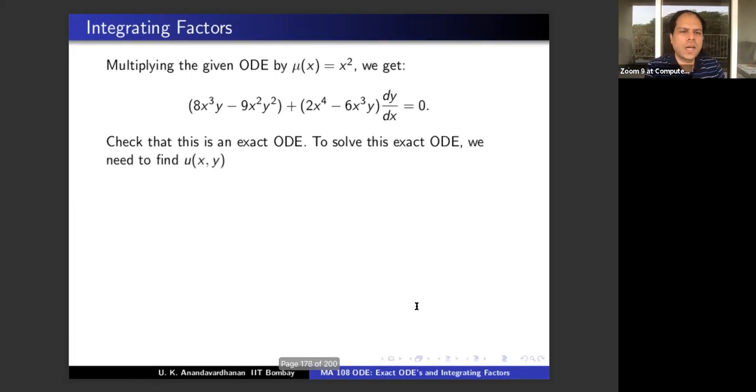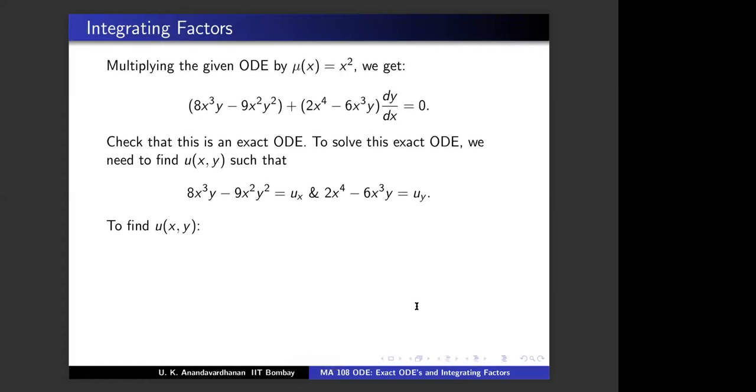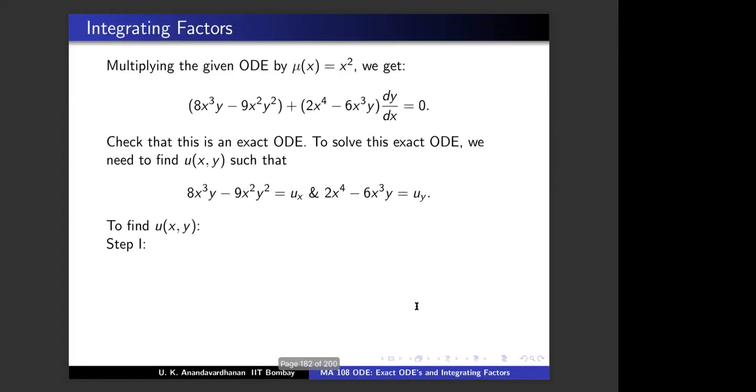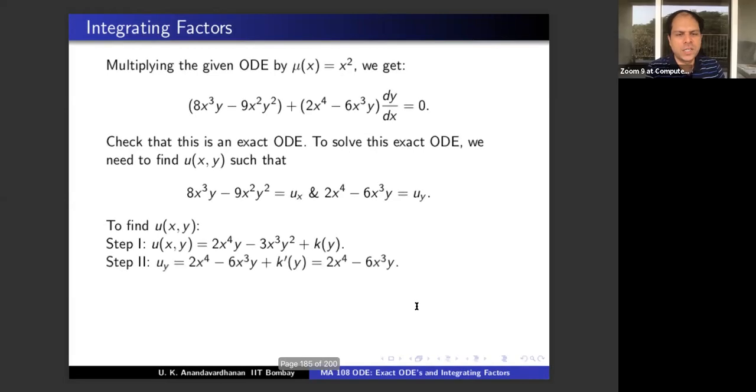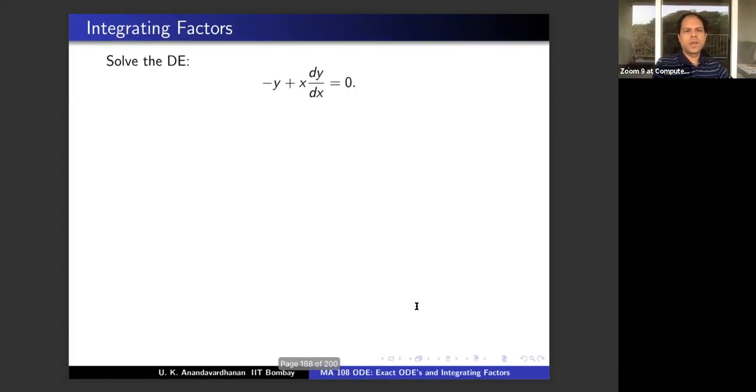So to solve this exact ODE, we need to find a u such that this is ux and this is uy. And this 2x power 4y minus. Oh, you already solved it? Okay, so you're faster than me. So step 1, u(x,y) is this plus k(y). Differentiate this with respect to y, you got something, and therefore k prime y is 0. So k(y) is a constant. Okay, so it's an implicit solution.